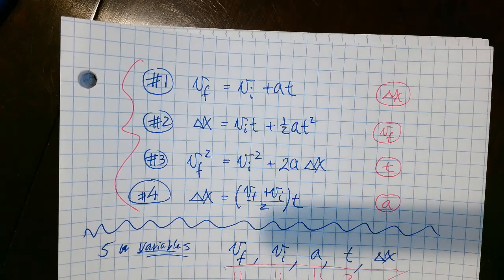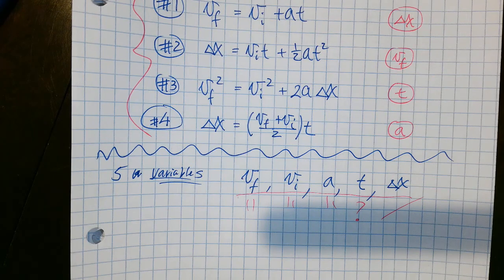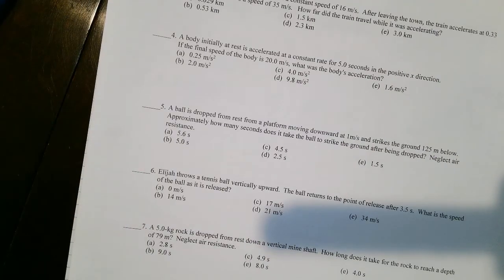Number 6? Number 5? Yeah, it says it's dropped from the platform moving downward at 1 meter per second. I'm confused. I'm assuming it's the acceleration of gravity for the problem, right? Correct. So do you just ignore that 1 meter per second if the platform drops it? Yeah, let me take a look at how the 1 meter per second applies.